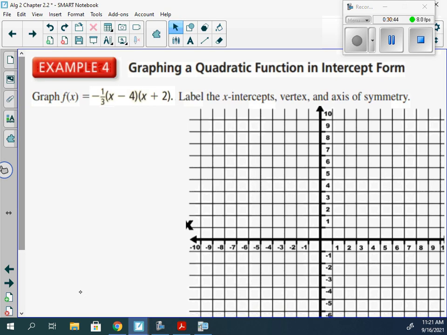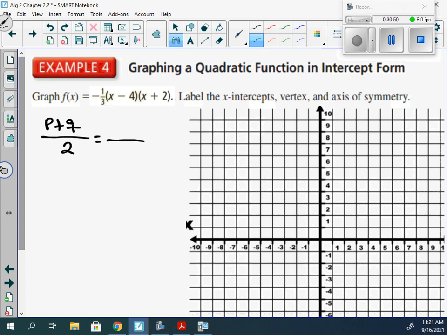And that is it. Now, if we wanted to actually calculate it, we could say P plus Q divided by 2. Well, our P and Q are 4 and negative 2. So we can add these two together. 4 plus negative 2 would be 2, and 2 divided by 2 would be our 1. We would get it either way. So there's more than one way to get to these points.